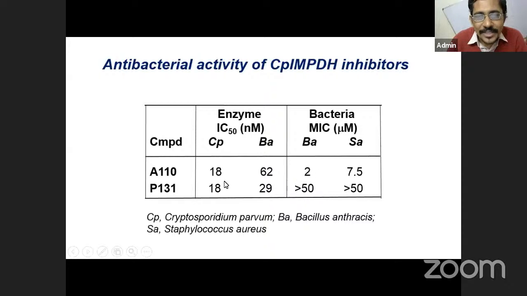This compound is quite active against Cryptosporidium parvum, but against the bacteria, it is not effective. So why is it not effective? Certainly there should be a different reason. The reason is that the parasite has a different kind of barrier which is required for a molecule to cross and kill the parasite. But bacteria have a different kind of barrier. I think all of you know, if you talk about the viruses, they have a different kind of barrier which is required for a molecule to enter and kill the pathogen.